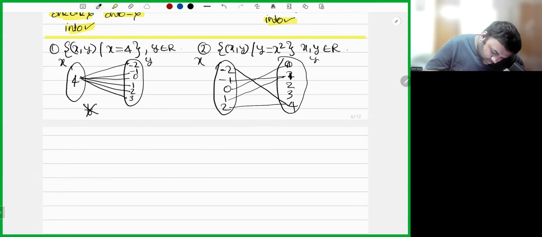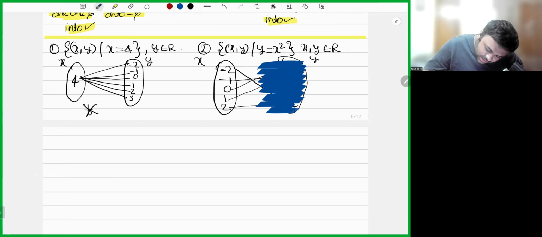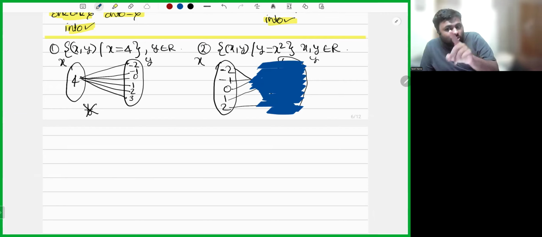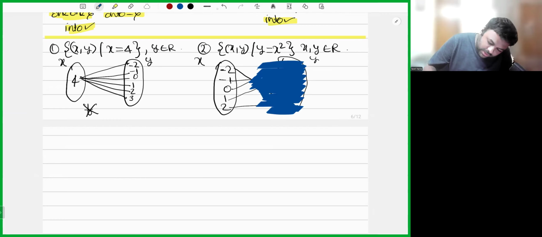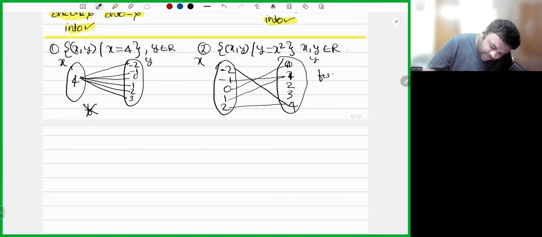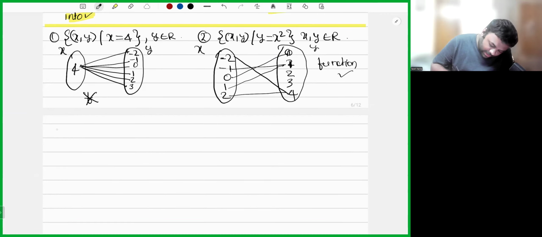See here. From every element in the domain, an arrow should pass. Yes, sir, from every element in the domain, an arrow is passing. Is only one arrow passing from every element? Yes, only one arrow is passing from every element. So is it a function, my dear friends? Yes, it's a function. Okay. Now, the third one, you think and tell me.